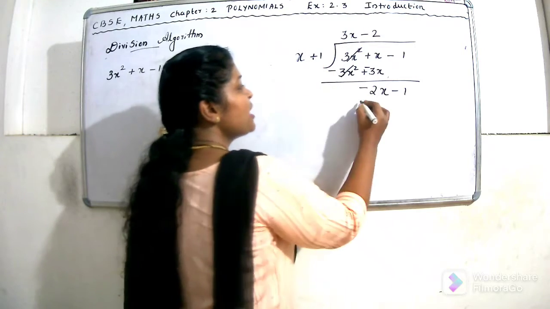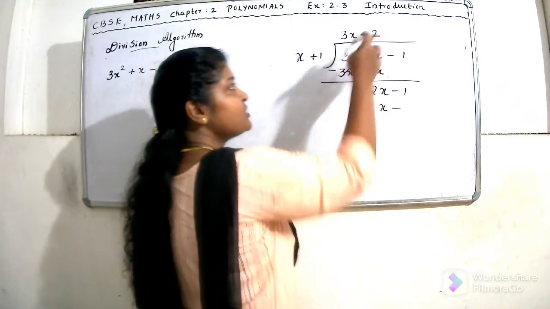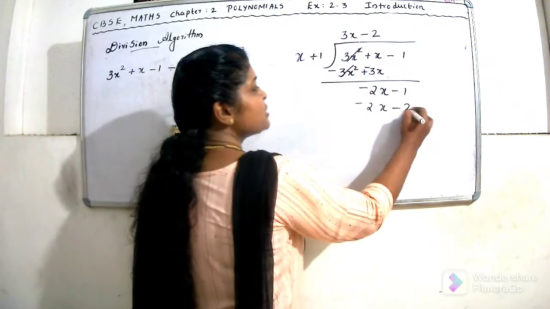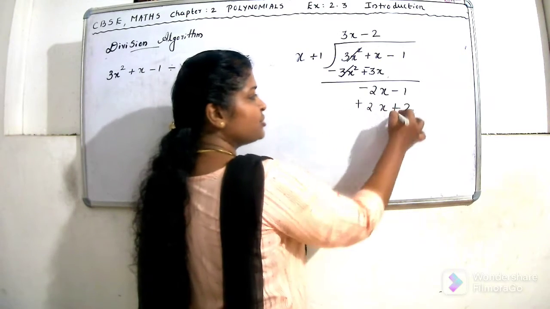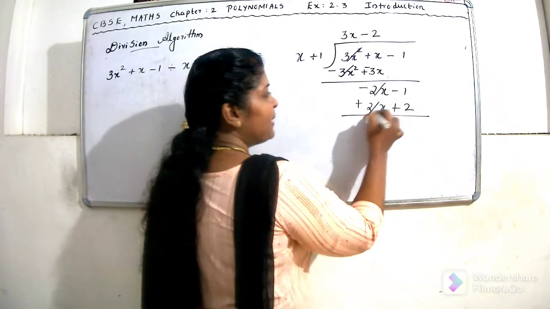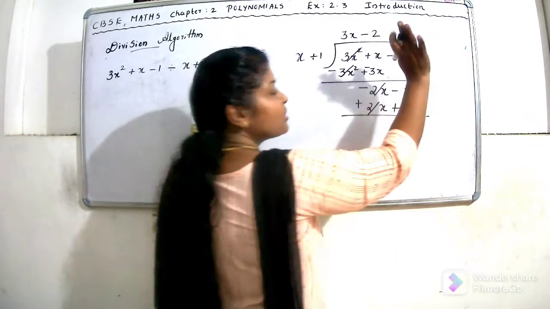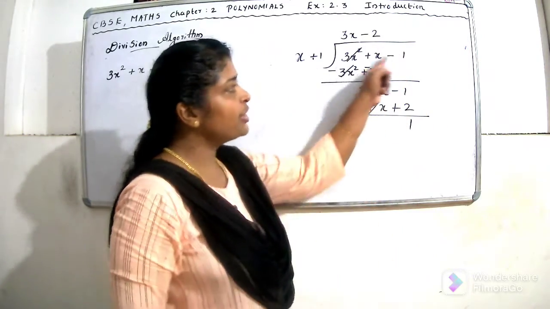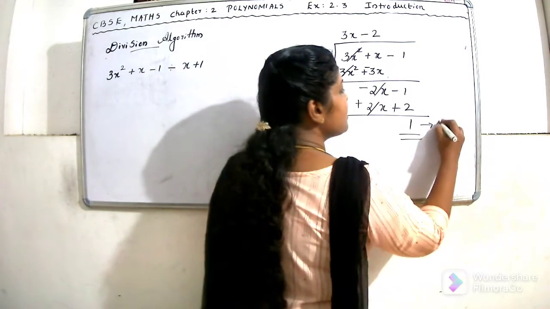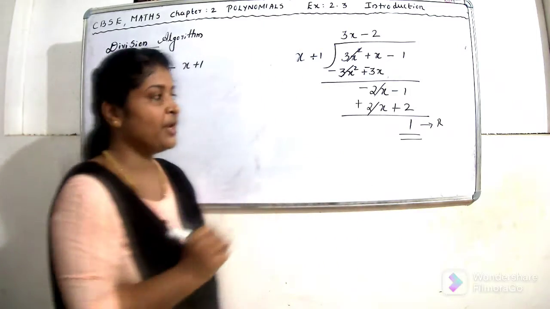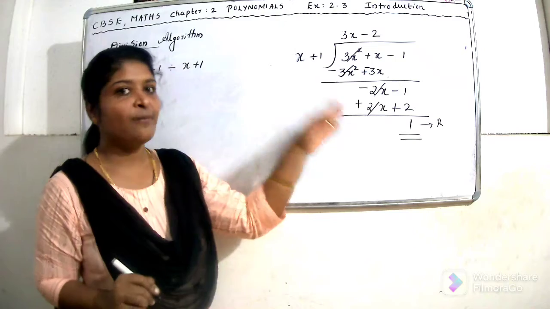Negative 2 into x, that is negative 2x. Negative into positive, again negative. Multiplication answer is 2. Now subtraction, here we have to do subtraction, so sign changing, then this 2 is eliminated, here we will get 1. So now in the question there is no other term, all 3 terms we have given the chance, so this is the remainder. So this is the way we have to do the division of polynomials.